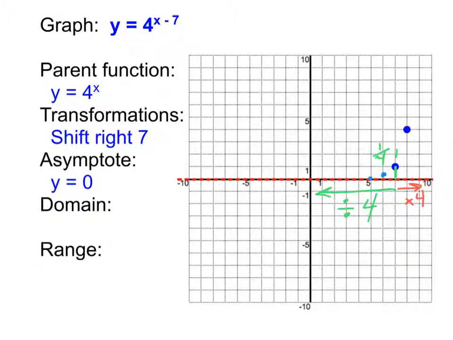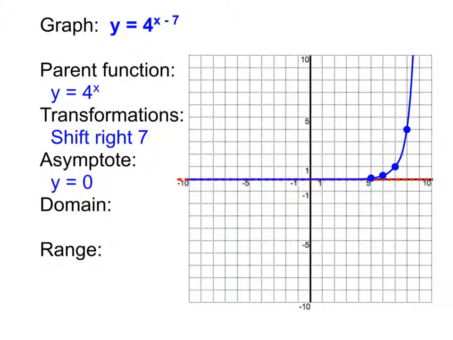Are you going to plot it at exactly 1/16? Probably not, because we're doing this by hand. But you can at least get pretty close to it. You'll know that that's a very, very small number, something very close to our asymptote. And so I plotted at least 2 points on that side, always at least 2, please. And then we can go ahead and draw our curve in.